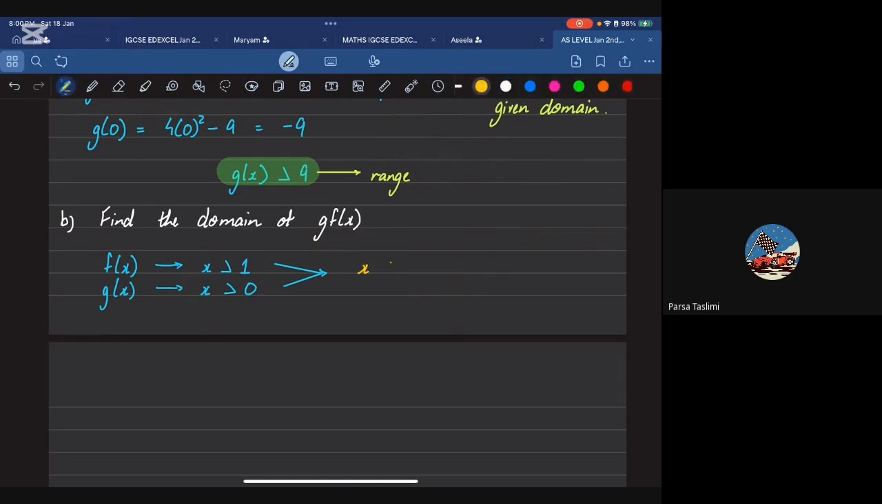should be the domain of g of f of x, whatever it is. Clear? Any issues with this? No, sir. No issues. That is perfect. Clear?